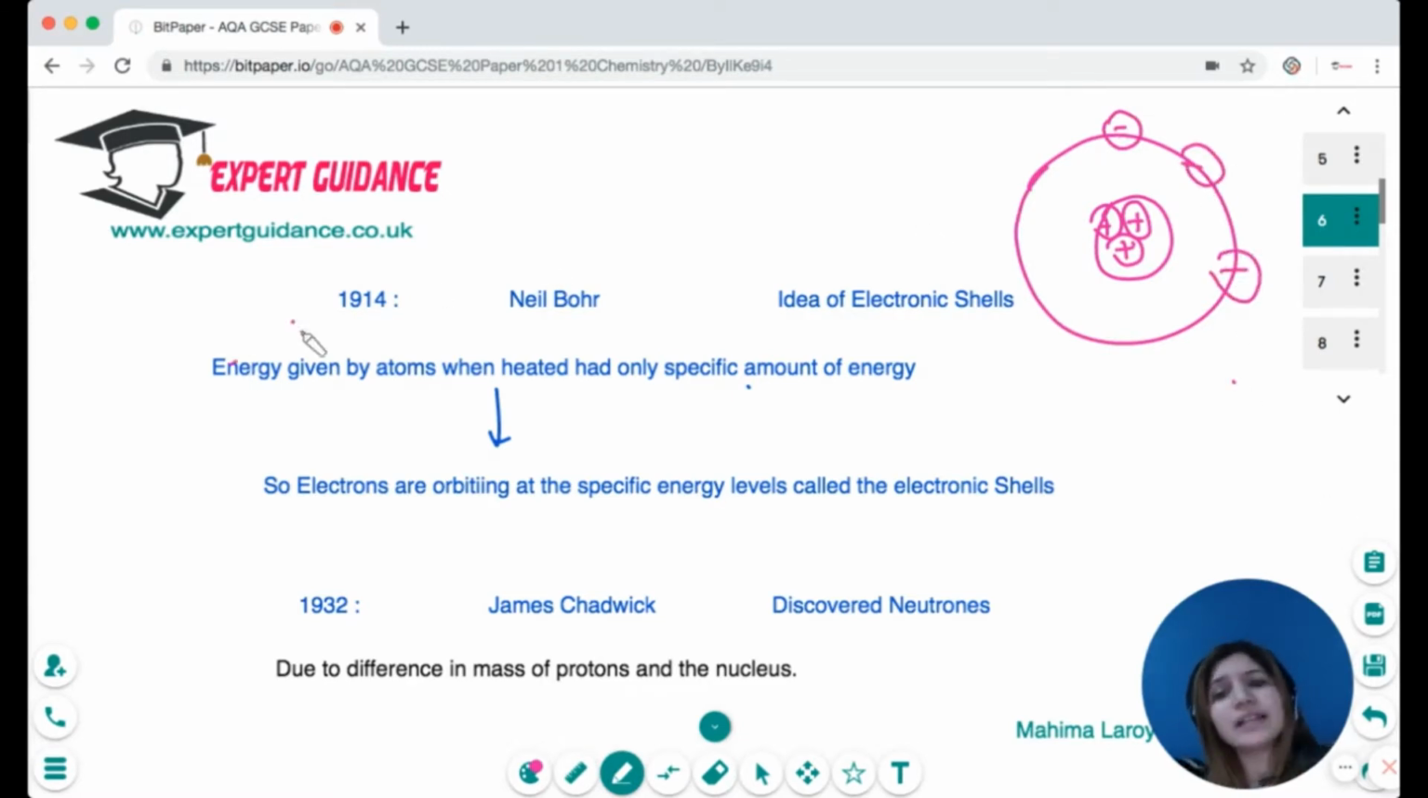Then came another scientist called Niels Bohr in 1914. He gave the idea of electronic shells. Now, what he observed was, whenever an atom was given any energy, it was emitting a specific amount of energy.